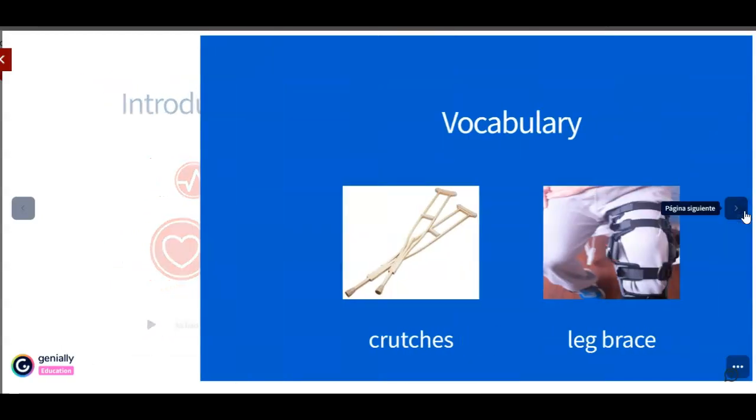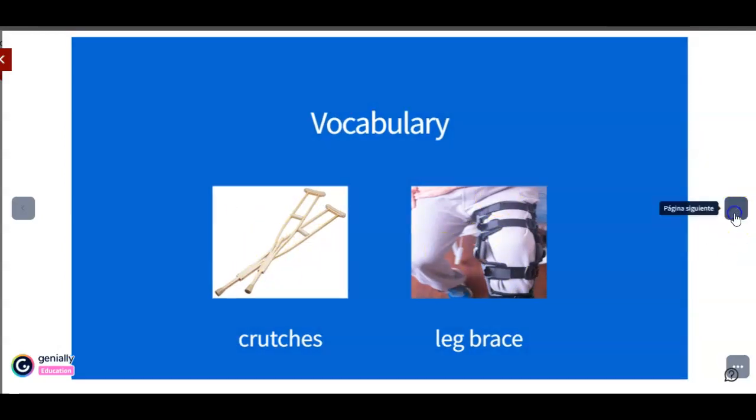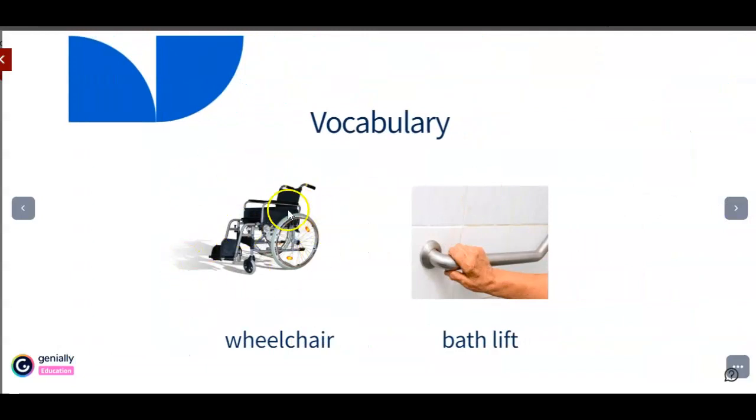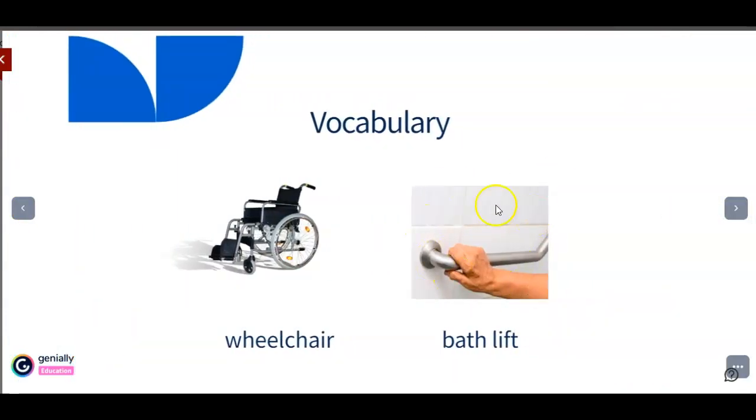So when we are discharging a patient, it is important to give them recommendations on how to move around or how they can do their daily activities. For example, in this case, we have this vocabulary about some aids that the patient may need after being at the hospital because of a surgery, an accident, whatever. So we have here crutches, leg brace, wheelchair, butt lift. In this case, it's not necessarily an instrument that the patient will use, like the wheelchair or the crutches, but it is something that is required, for example, here in the bath.